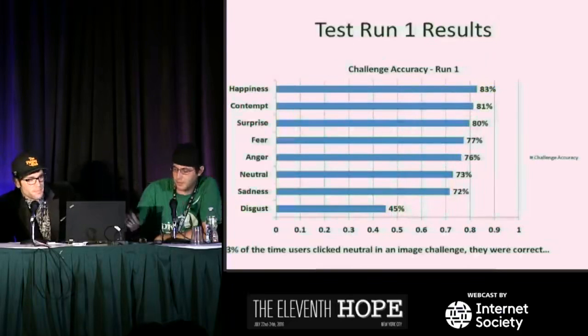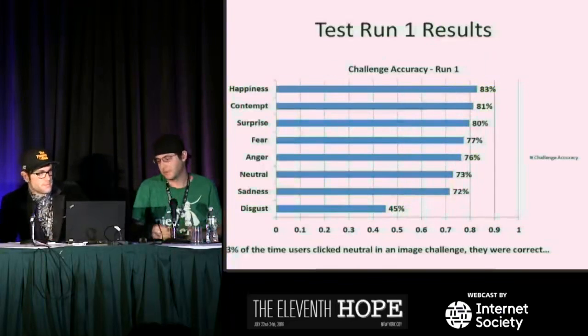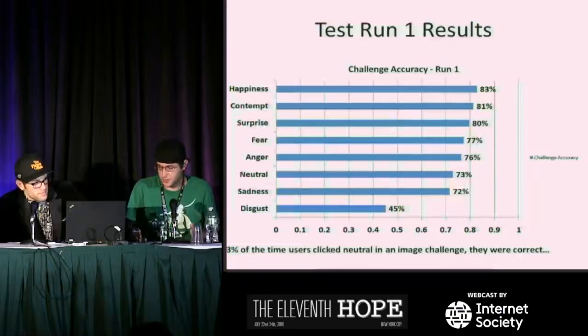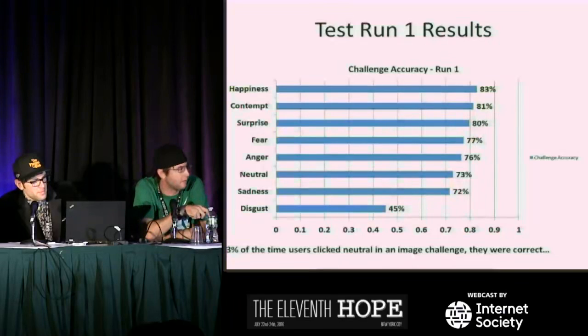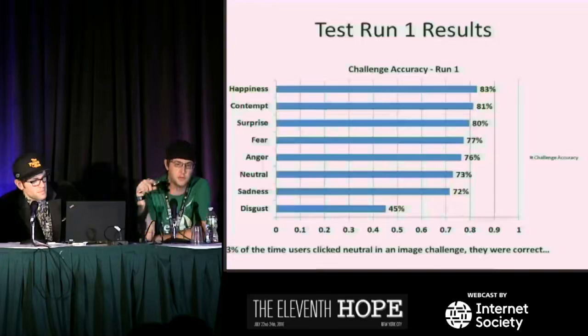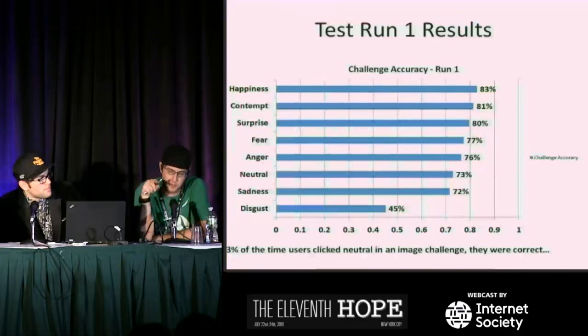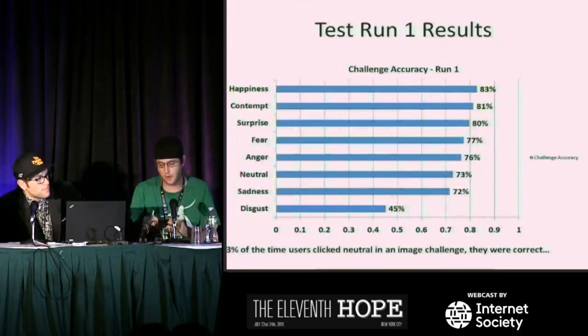And this is the guess-based results. So when people guessed happiness, 83% of the time they were right. When they guessed disgust, 45% of the time they were right. So 55% of the time that people clicked that disgust face, they were wrong. So disgust is obviously a good candidate for just being chopped off.